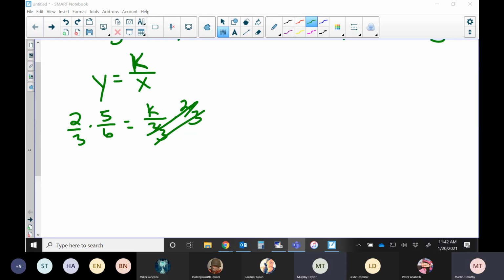You just do them across, right? Yep, so top times top, bottom times bottom. So this would turn, now you can cross simplify, which we'll talk about. I like simplifying before I multiply.